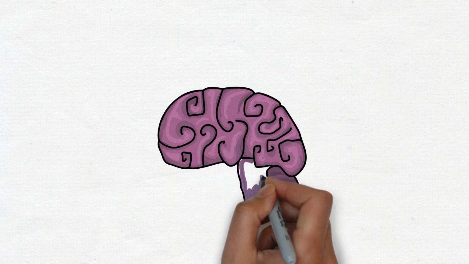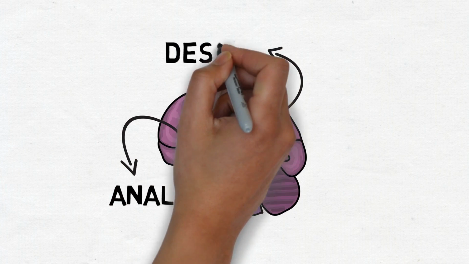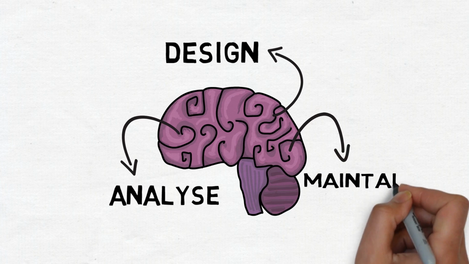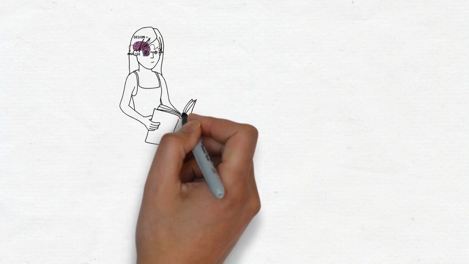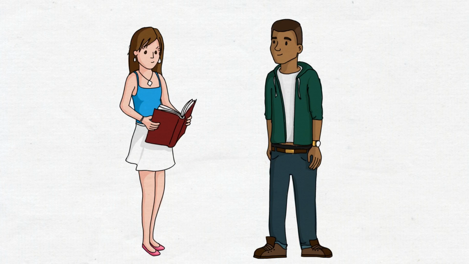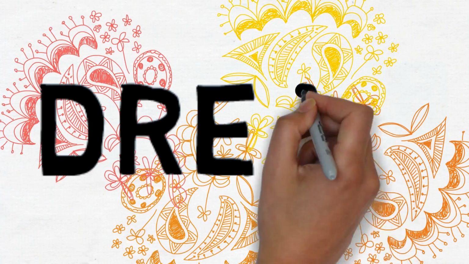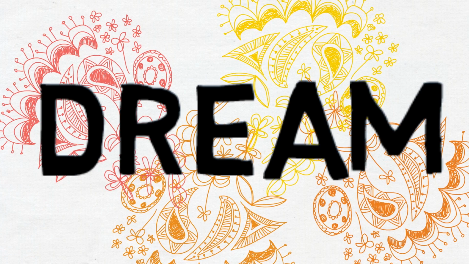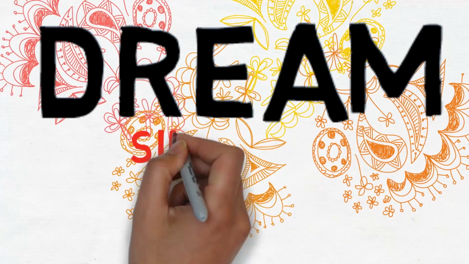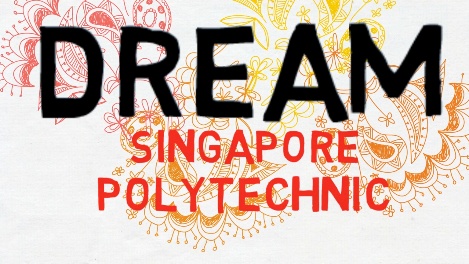System engineers are people who analyze, design, and maintain the different types of complex technological and human systems that support the world. So, if you have the dream to handle and support critical systems and processes that impact the world, Singapore Polytechnic will help you realize and achieve it.